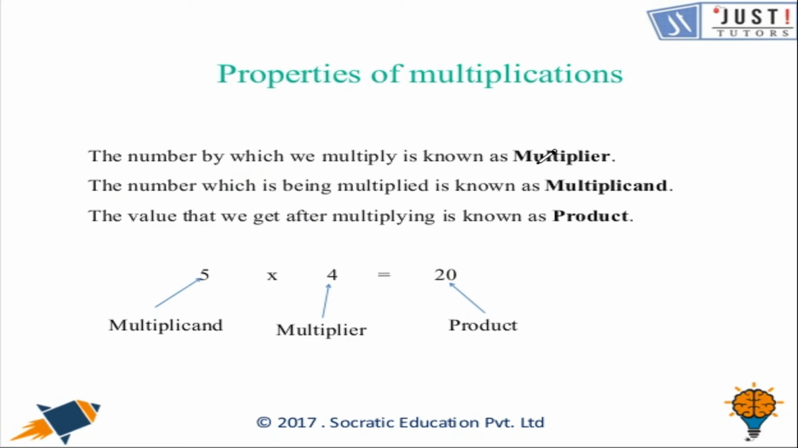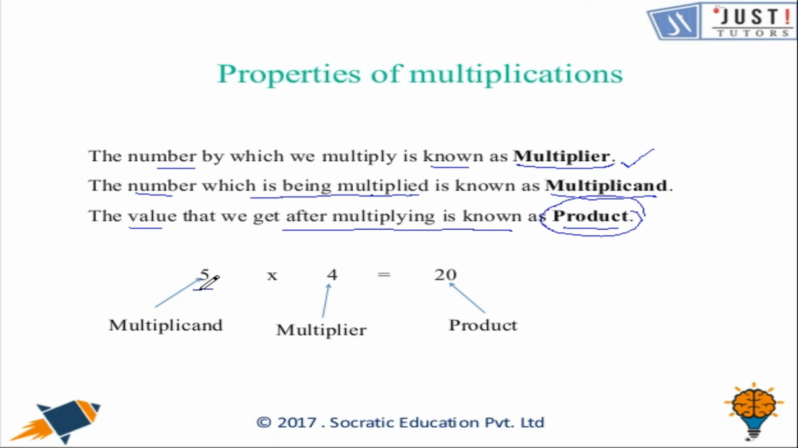Now, there are a few terms and terminologies related to multiplication, which are given here. The number by which we multiply is known as the multiplier. The number which is being multiplied is called the multiplicand, and the value that we get after multiplying two numbers or more than two numbers is called the product.